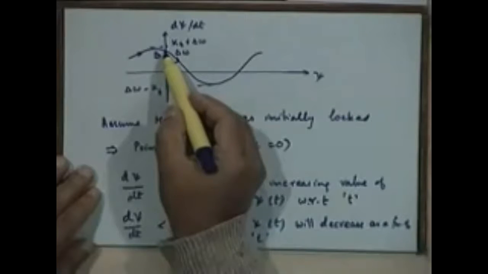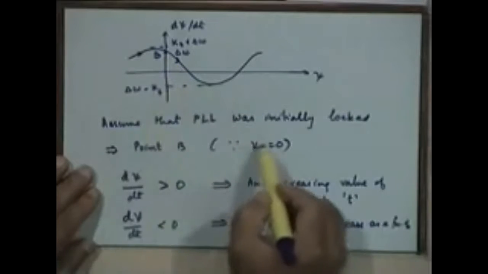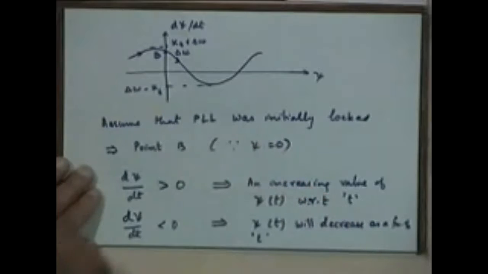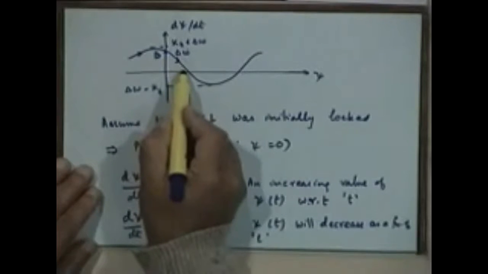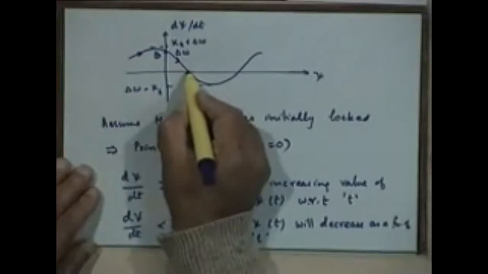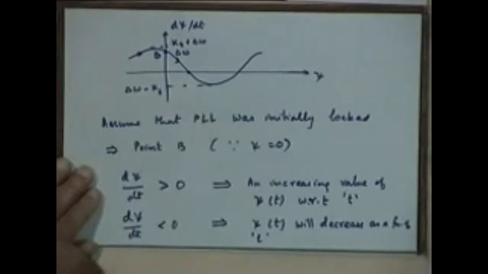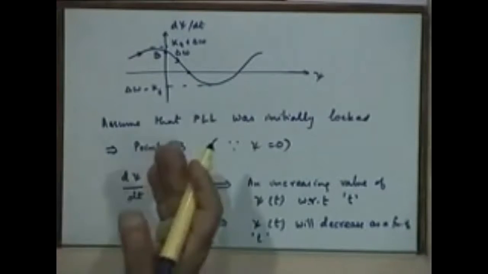All right. Now suppose initially you are at this point B, when the loop is initially locked. So where will you start moving now? You will start moving towards the right till you reach this point. What happens to d psi by dt at this point?